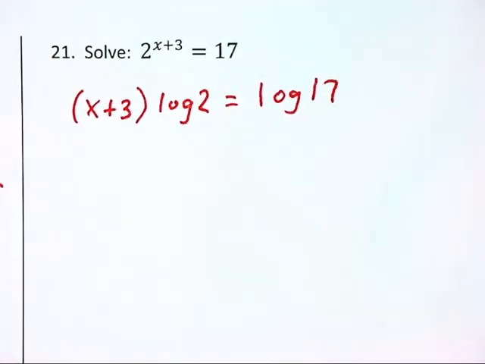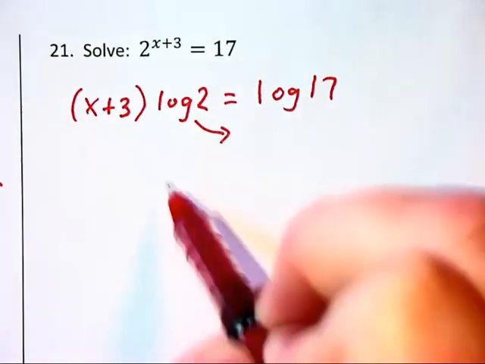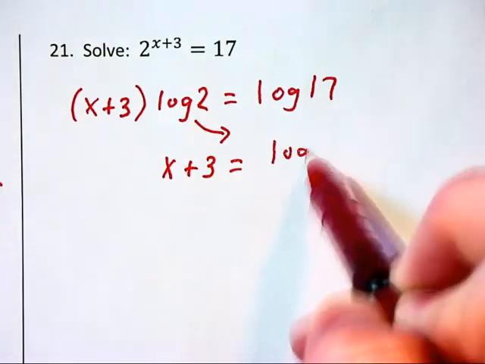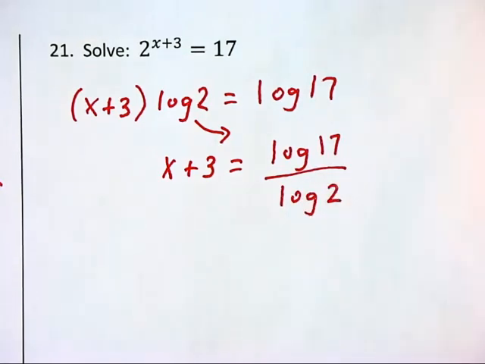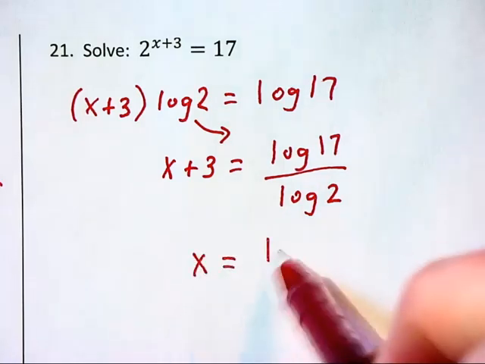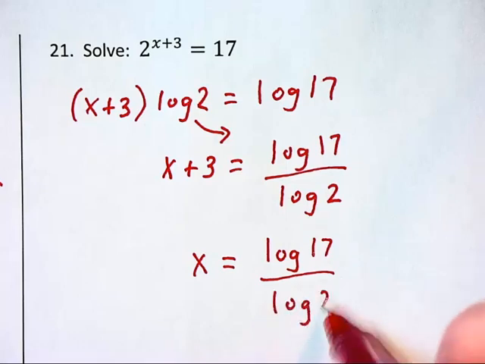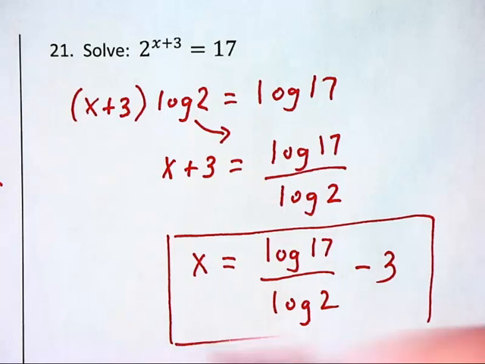Now, rather than distribute the log of 2 into the parentheses, I'm going to divide the log of 2 off. That will give me x plus 3 on the left is equal to log of 17 divided by the log of 2. And then I can solve for x very easily by saying x is equal to the log of 17 divided by the log of 2 minus 3. And that is your exact value, and you can find an approximation if you wish to by substituting into your calculator.